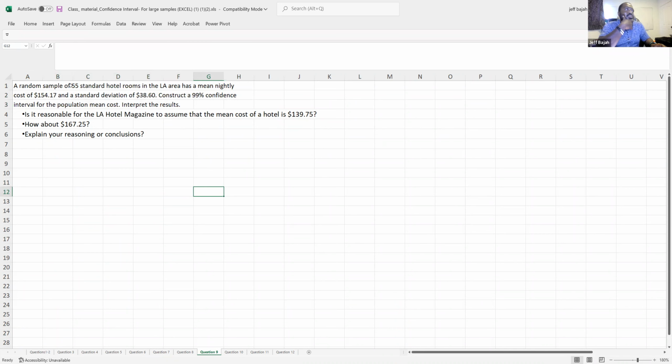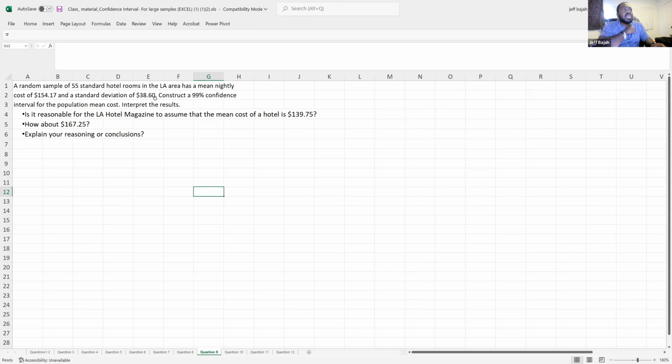So here we're told that a random sample of 55 standard hotel rooms in LA have a nightly cost of $154.70. And I wish I could find something that cheap, right? And a standard deviation of $38.60. Construct a confidence interval for the population mean cost. Interpret the results. It now says, is it reasonable for the LA Hotel magazine to assume that the mean cost of a hotel is $139.75? How about $167.25? Now it says, explain your reasoning or conclusion.